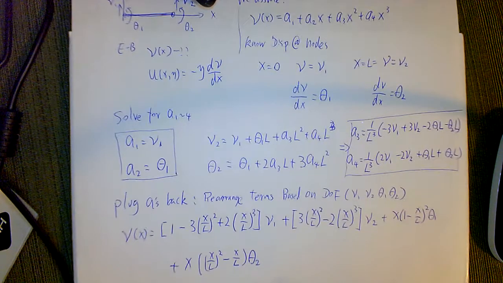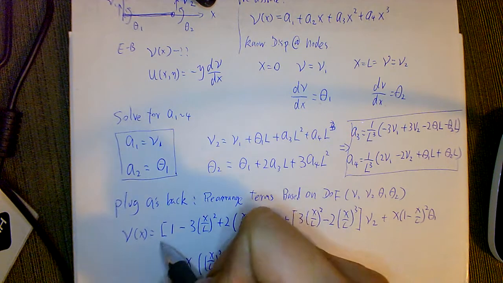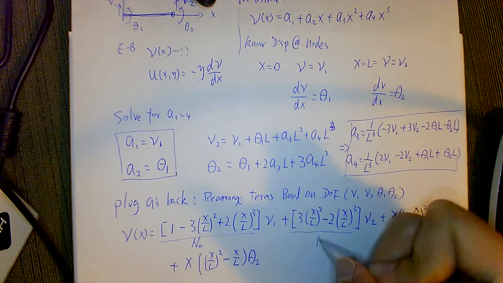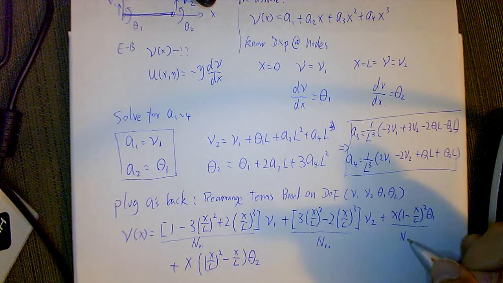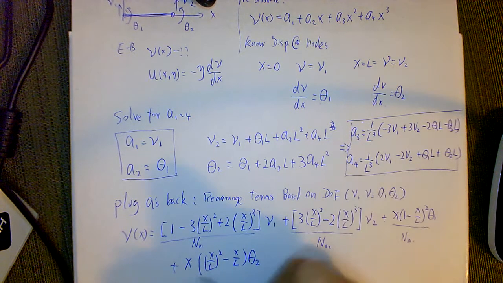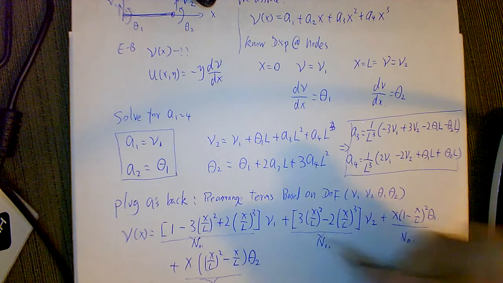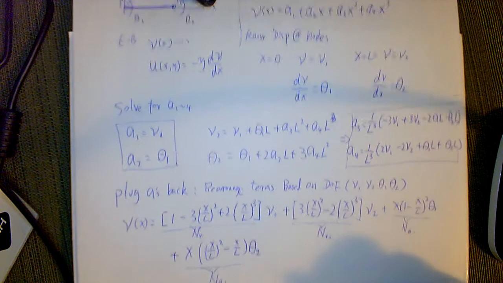Yeah, you look at this, you don't think I'm crazy, okay? Came up with those complicated things. Those are the shape functions. We'll call this NV1. This is NV2. This is the N theta 1, and then this is N theta 2. So basically, those are the shape functions of a 2D beam element.